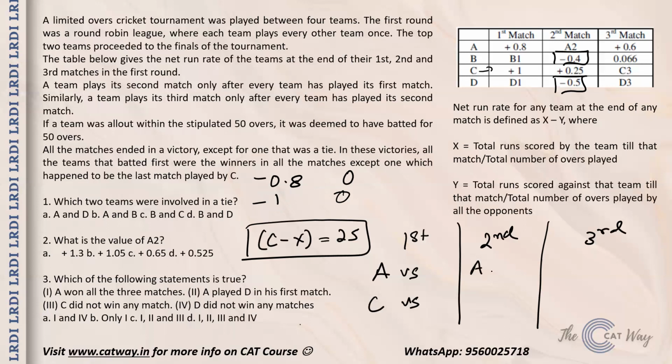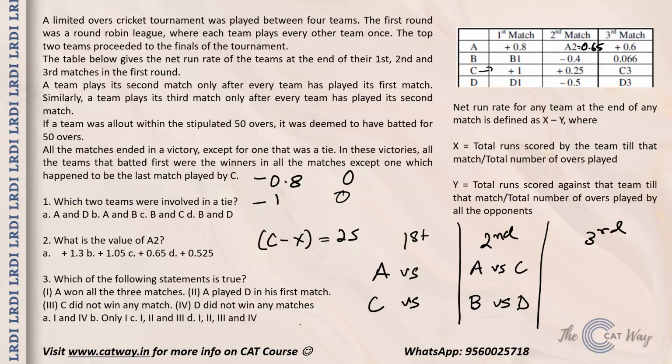So that means A is the team which is going to play against C in the second round, and B is the team which is going to play against D in the second round. Now that you know that C lost its match by 25 runs, that means A has won the match by 25 runs. And that means the value of A2 will be, now A has a lead of 65 runs, right? So the net run rate of A after the second match will be 0.65.